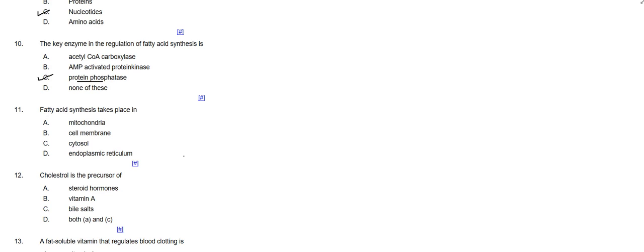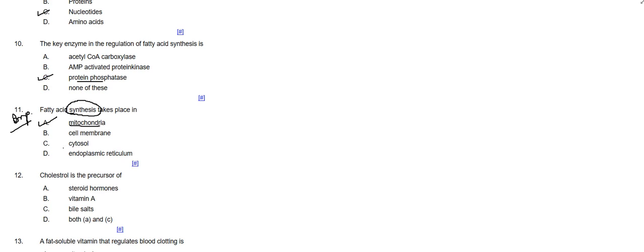So continue. Fatty acid synthesis takes place in... so where does fatty acid synthesis take place? Now this question is again very important, it comes a lot. So it takes place in mitochondria. You are perfectly correct. It takes place in mitochondria. What are we talking about? We are talking about fatty acid synthesis.